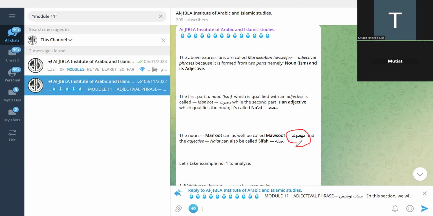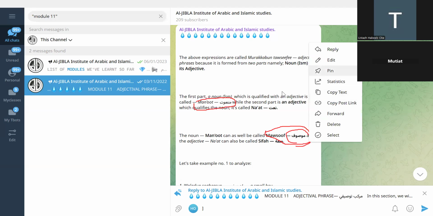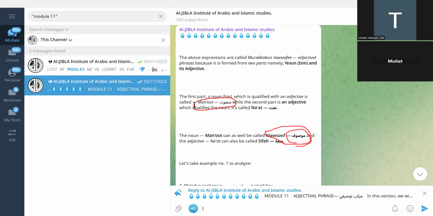Please write these terminologies down. So we have man'ut, I mean the noun which is being qualified by the adjective is called man'ut, or you say mawsuf, موصوف. What man'ut or mawsuf means is the one that is being qualified. That is the meaning. So that is what man'ut or mawsuf means.